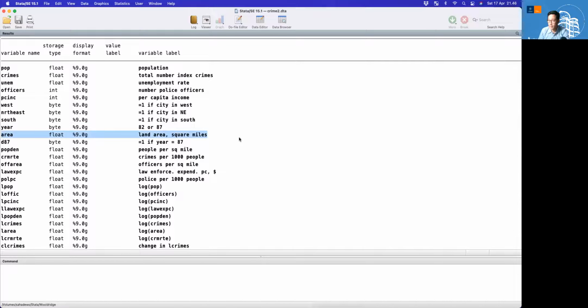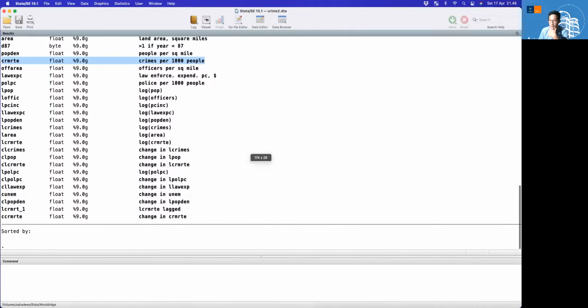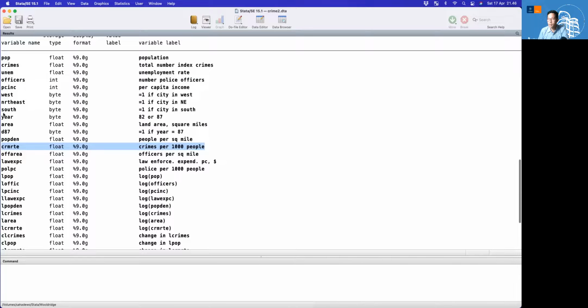And this is the area of the land, which doesn't change over time. So this is kind of like the discussion that we had earlier. This is a variable that doesn't change over time. And then we have a time dummy for the second period, population density, crime rate, officers per square mile, law expenditure per capita, police per 1,000 people. So what we're interested in here is actually the crime rate and then the unemployment rate. Again, we're interested in the crime rate, crimes per 1,000 people, as well as unemployment rate.